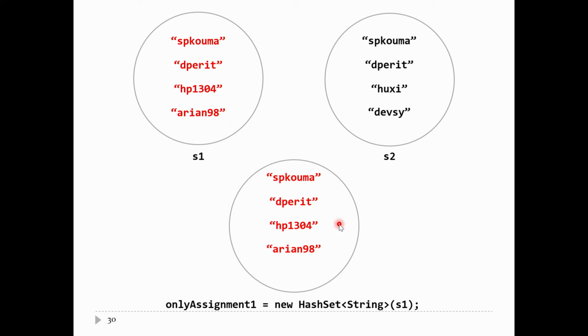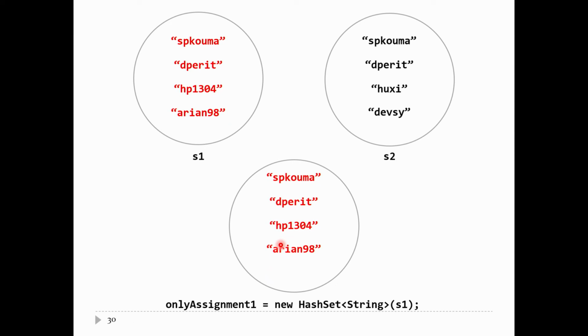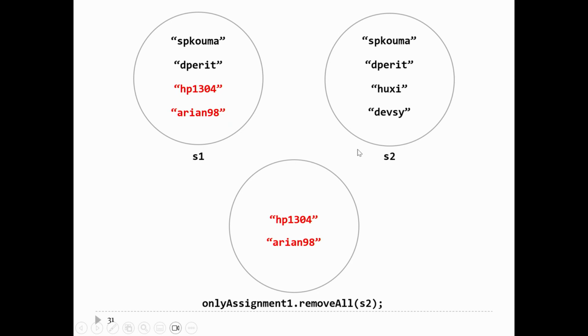Does who's-e show up here? The answer is no, so it does not get removed from the first set. It also does not get added to the first set. Does devc appear here? The answer is no, so it does not get removed from here, and it does not get added either. And so this produces the set HP1304 and Aryan98. It keeps only the ones here that are not in here.